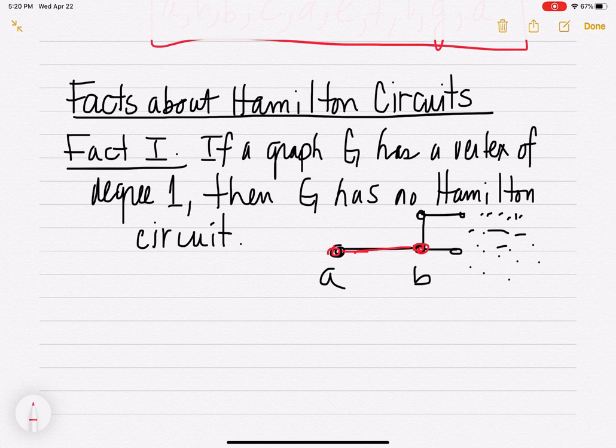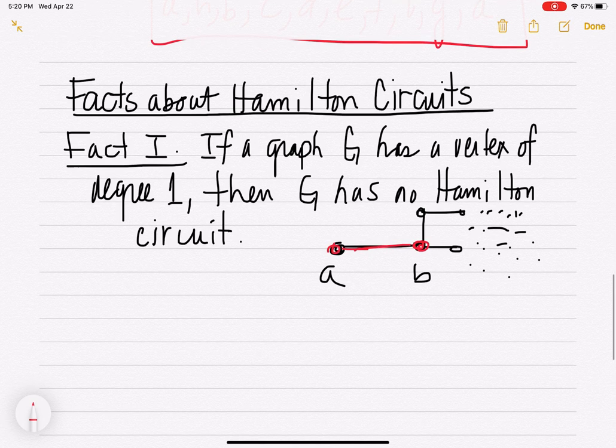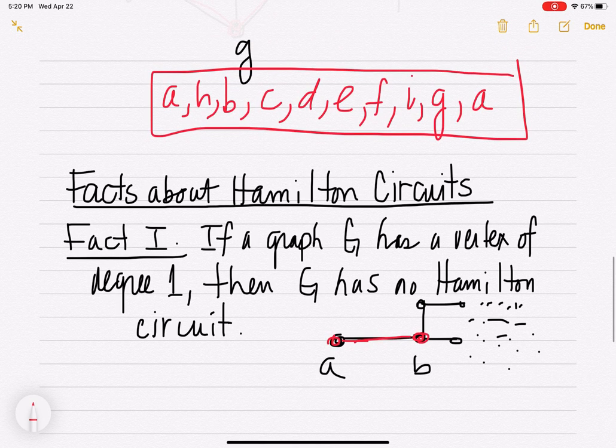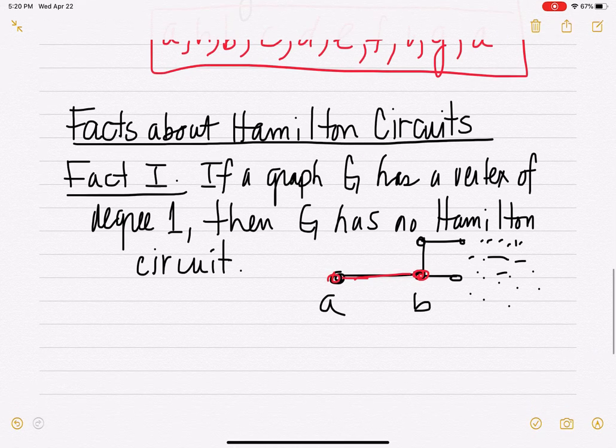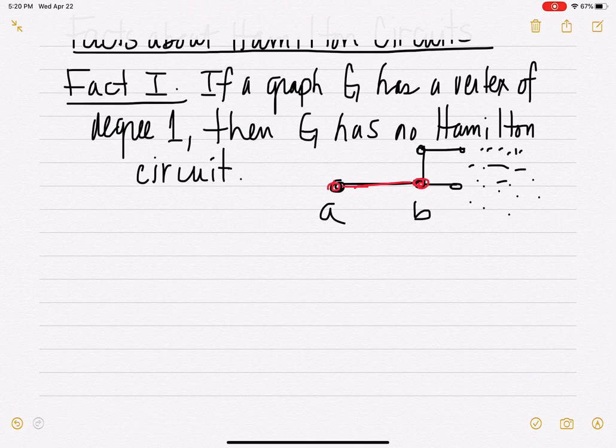So if you're going out of A, you have to go through AB. You want to end back up at A, you're going to have to go back across BA, which will use that edge more than once. You're not allowed to use edges more than once in a Hamilton circuit. You have to hit every vertex exactly once, but you're not allowed to double use edges. So if you have a vertex of degree 1, then you will not have a Hamilton circuit. That's an important fact.